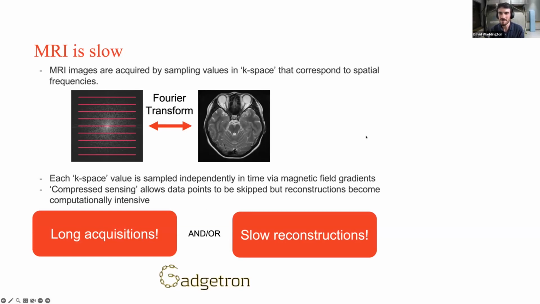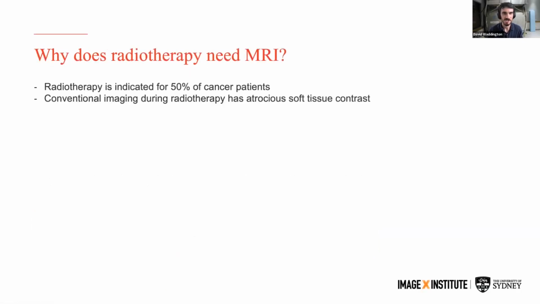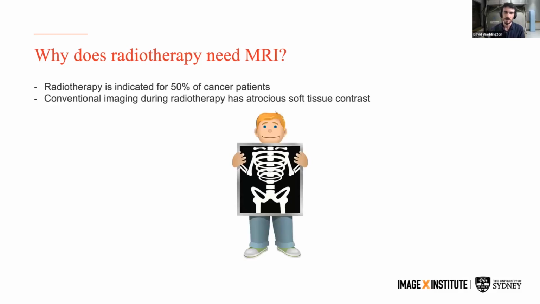Before we jump into that, I'll give some context of what we're actually trying to do. James touched on radiotherapy and MRI in the last talk, so I'll take a different perspective here. Why does radiotherapy need MRI? Well, radiotherapy is used for about 50% of cancer patients, and conventional imaging during radiotherapy has atrocious soft tissue contrast, because it's all X-ray based. And we all know X-rays are for bones. This is an MRI audience. We know that MRI is great for soft tissue.